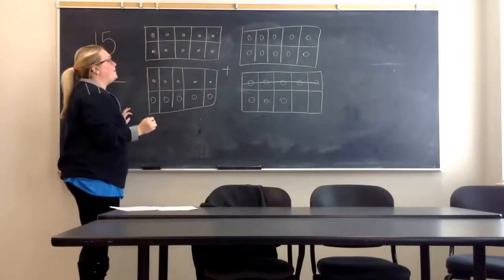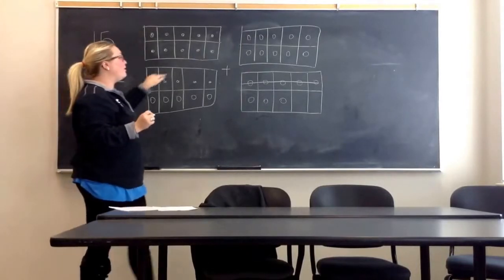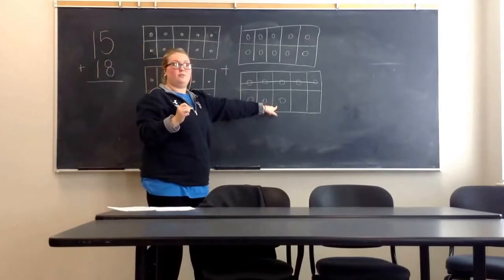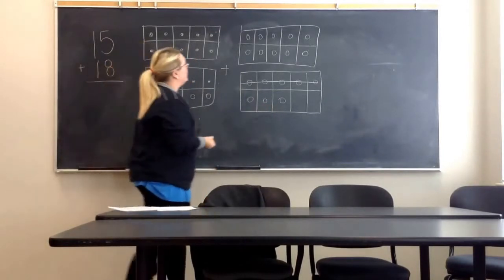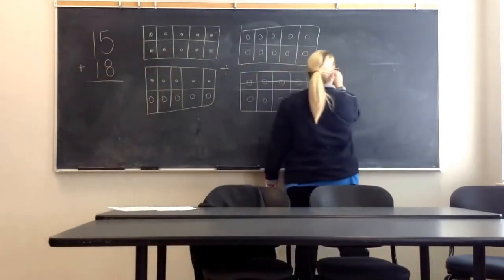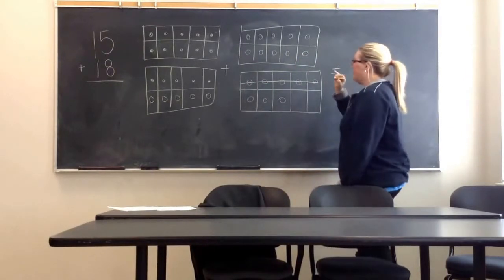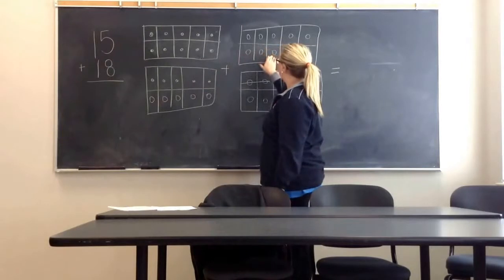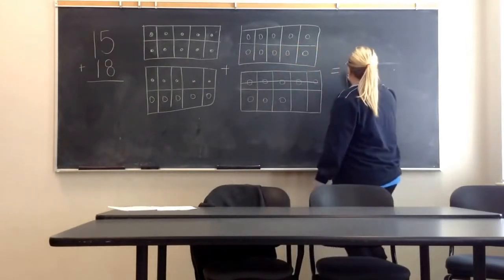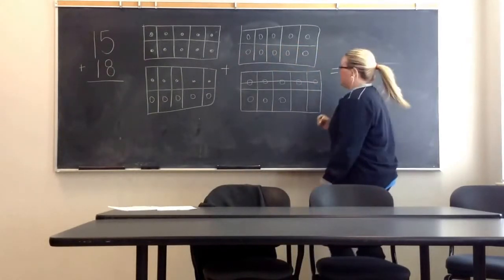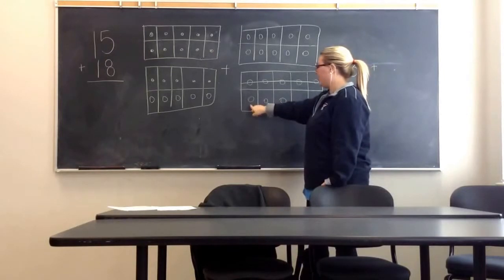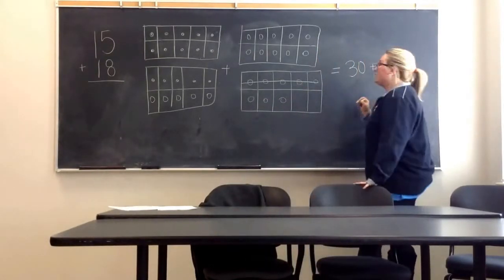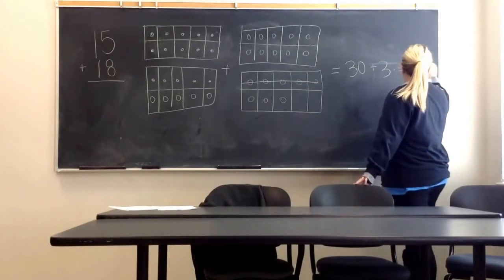so that we have 3 full 10 frames with 3 remaining units. So if we count 10, 20, 30, we have 30 plus our individual units left over, which are 1, 2, 3. So that's 30 plus 3, which equals 33.